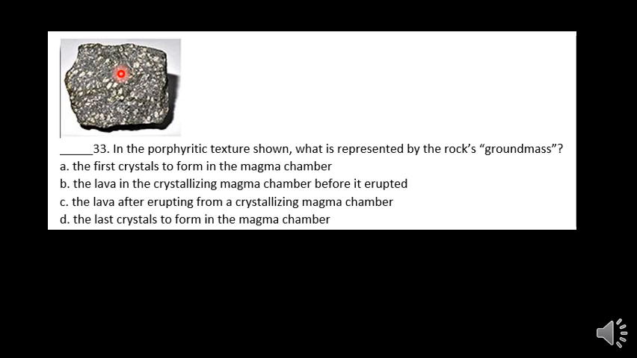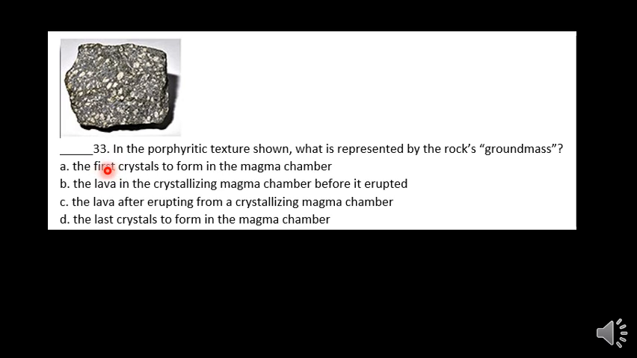What happens is you start to get crystallization of these larger grains. It starts to grow big grains, but then it's erupted up to the surface, and you have a background mass, they call that, of smaller grains that you can't see visible crystals in. And so it's a mixture of the two types, intrusive and extrusive rocks. And so looking at that, it says, what is represented by the ground mass? The ground mass is the background stuff. This is the lava after it's erupted up onto the surface.